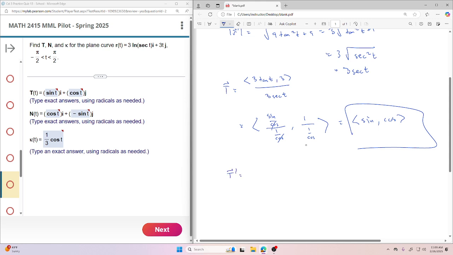So cap T prime, my derivative of sine, cosine, derivative of cosine, negative sine, and then the magnitude of this guy, we already know it. What's the magnitude? 1. So then, well, there's your answer for that one.